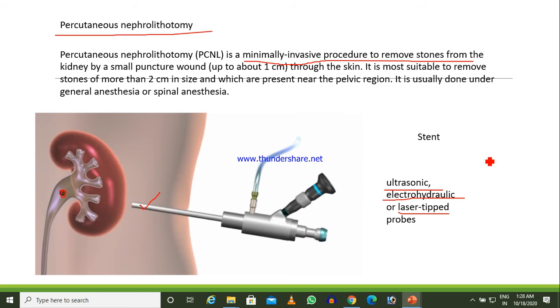Here also you need to apply the stent, which will help to enlarge the aperture of the ureter. It will be increased so that it allows the broken pieces of the stones to pass. This is a very simple way I have explained.